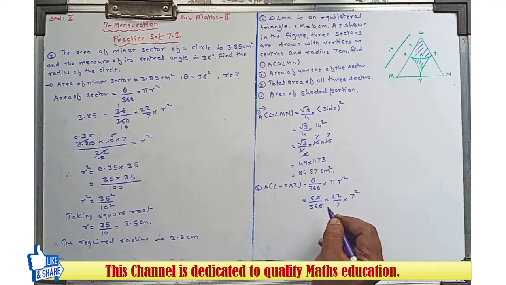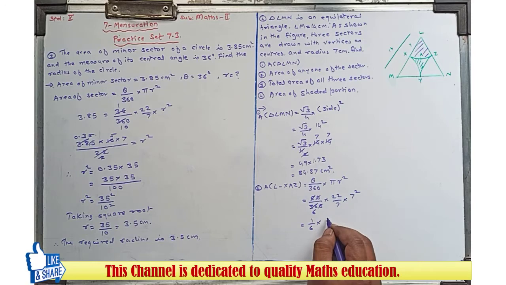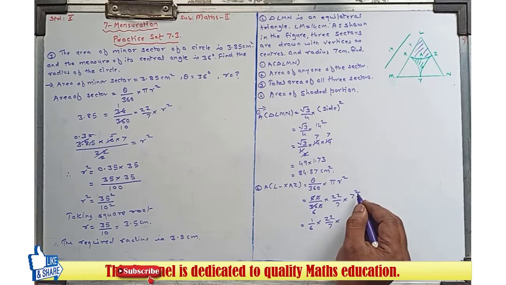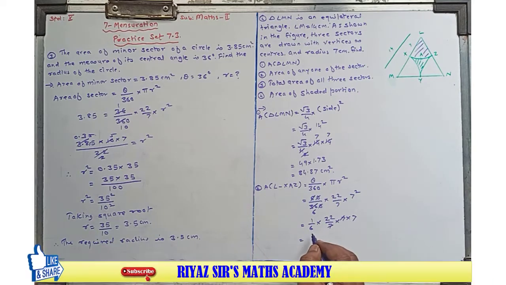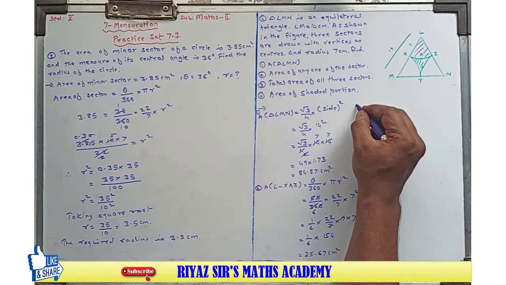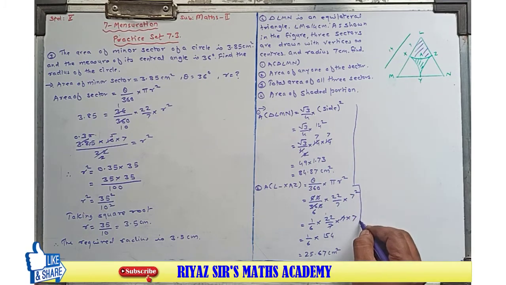Okay, so this 0 gets cancelled. 6 1s are 6, 6 6s are 36, that is equal to 1/6 into this 22/7 into 7 square, that is 7 into 7. So this gets cancelled, and finally you will get 1/6 into 7 2s are 14, 1 carry, 7 2s are 14 plus 1, 15, 154. So 154/6, and after dividing this you will get the answer as 25.67 centimeter square. Okay, this is the answer for the second one.